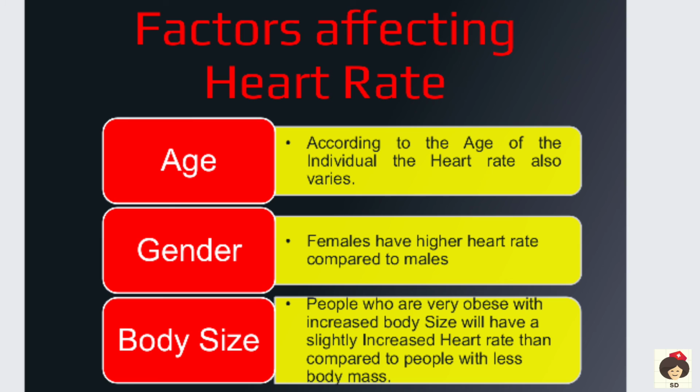And gender. Females will have a higher heart rate compared to males. Usually females have more muscle mass, and due to increased body size etc., their pulse rate will be more compared to males. And body size. A person with an obese body mass or who is fat will have a slightly increased heart rate when compared to a person who is lean, with less body mass, who will have a lesser heart rate.